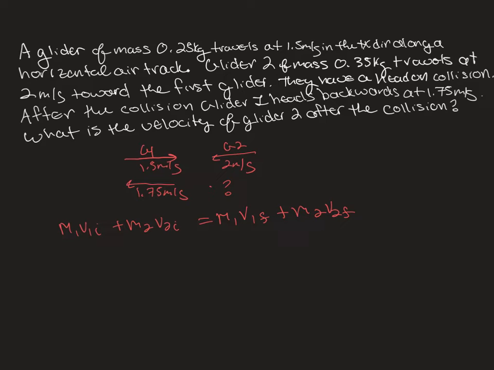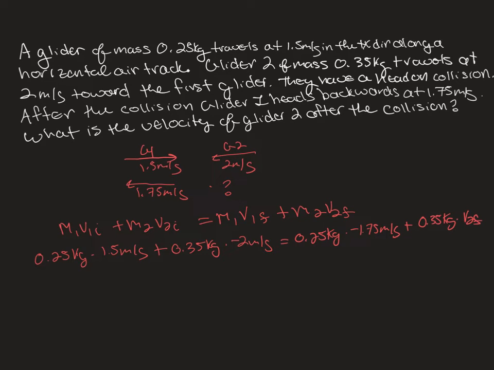All right, so the mass of my first glider is 0.25 kilograms. I'm going to take that times a positive 1.5 meters per second, plus 0.35 kilograms times v2 initial, which is a negative 2 meters per second. All right, mass 1 is still 0.25 kilograms, and since it's heading backwards, we're going to put a negative 1.75 meters per second. And then mass 2 is 0.35 kilograms, and our unknown is v2 final.